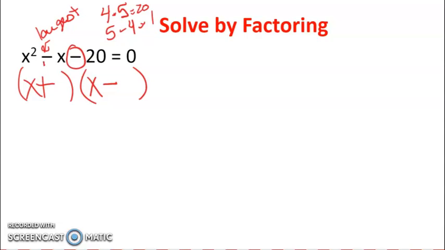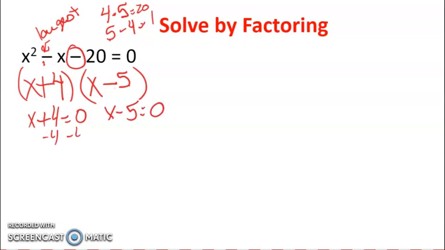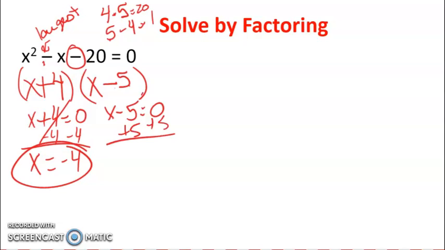Now, I need a -1. So that means my biggest number is going to have to be the 5. It's the negative. So +4 minus 5 gives you a -1. Then we're going to set each of these factors equal to 0, and we're going to solve for x. So here x is -4. I'm going to add 5 to move it, and this one says x is +5. So those are the solutions.